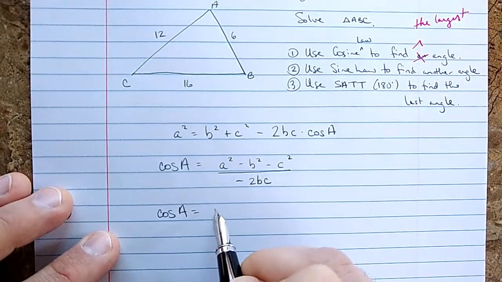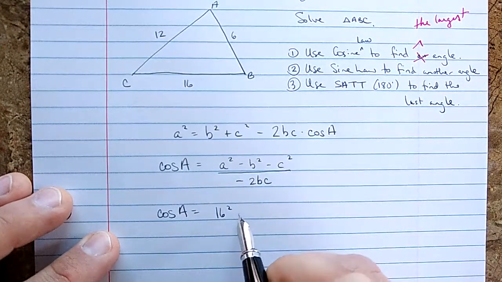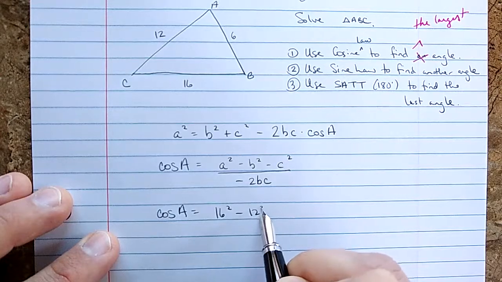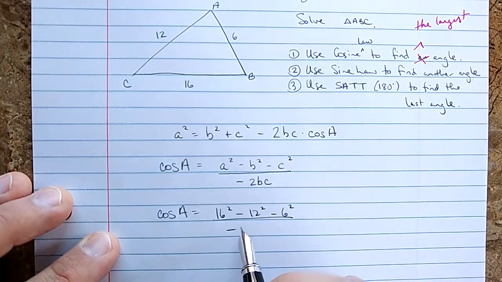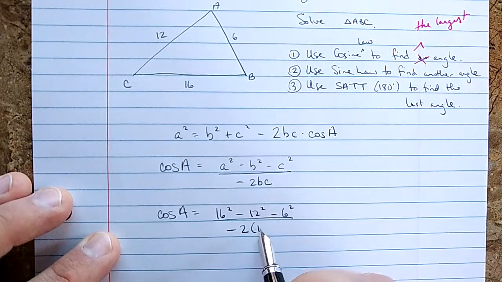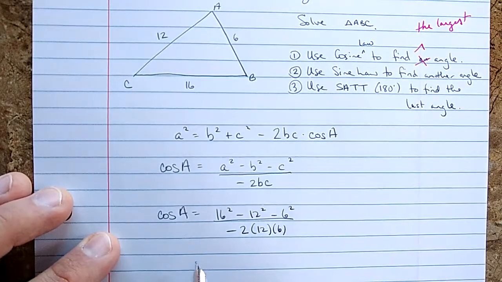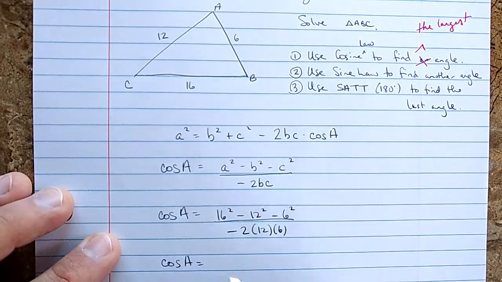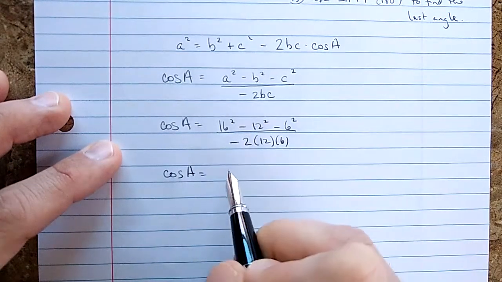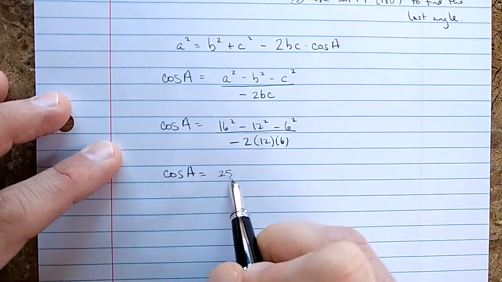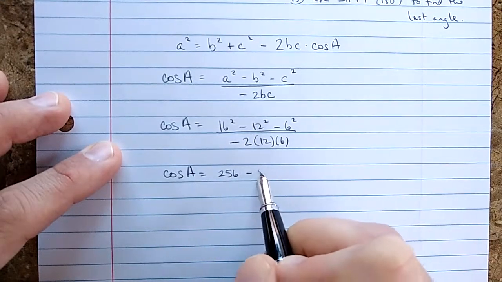So a is 16, so we'll do 16 squared. B is 12, 12 squared. C is 6, 6 squared. Negative 2 times 12 times 6. Okay, so you can probably just grab a calculator at this point, but I can do some of these in my noodle.